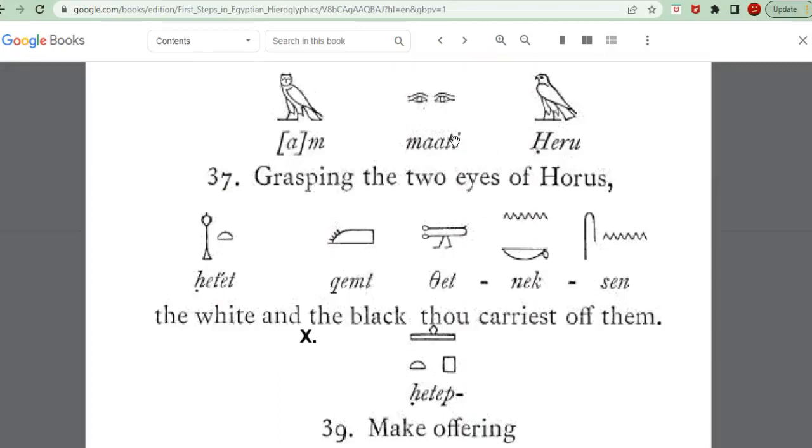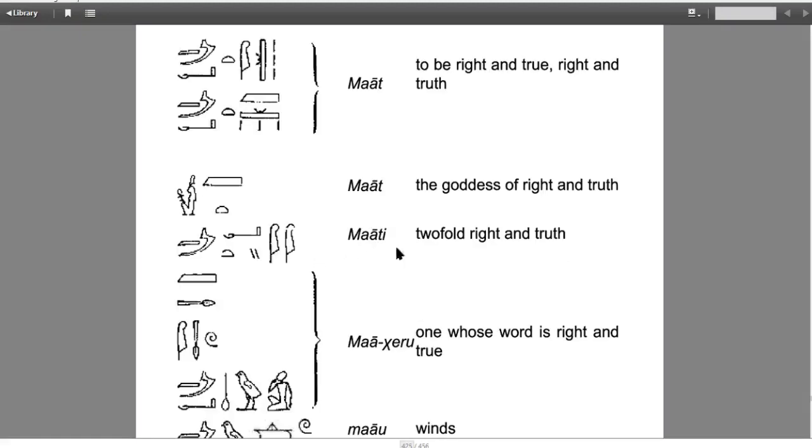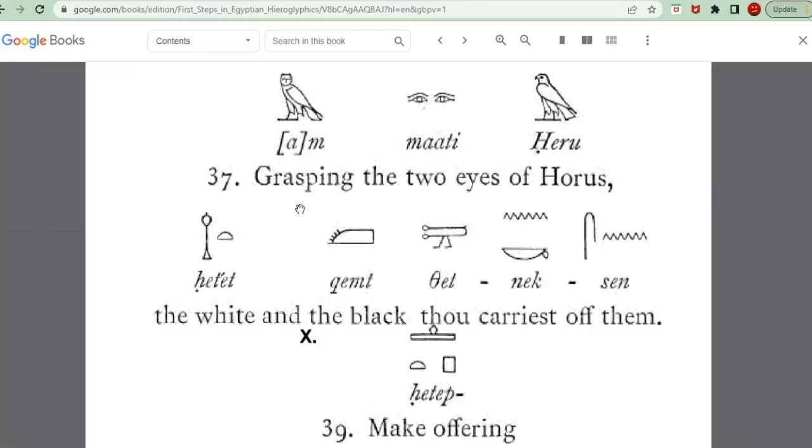And so that would usually mean, you know, two of the same. It gets the I. Anytime they'll double up a letter, the vowel following will be an I. They interpret Mahdi as the two eyes, or with the capital M, the twofold right and truth. And they interpret this as grasping the two eyes of Horus. So I went looking for that to see what kind of picture I could find.